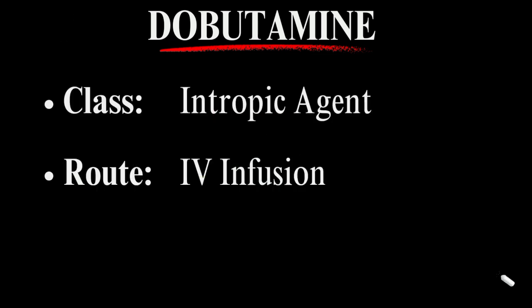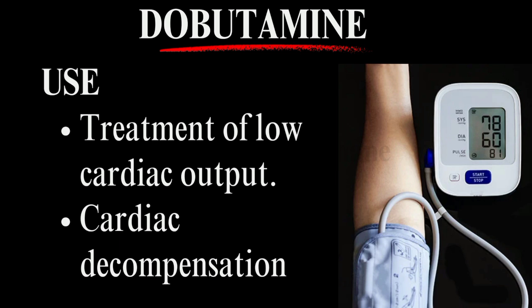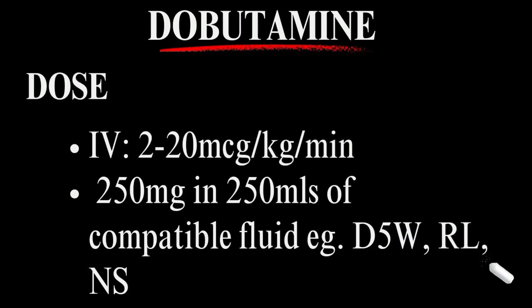Dobutamine. It's an inotrope, and the route of administration is IV infusion. It's used in the treatment of low cardiac output and also cardiac decompensation. The dose is IV 2 to 20 micrograms per kg per minute, and the 250 milligram dose should be diluted in 250 ml of compatible fluid such as 5% dextrose, Ringer's lactate, or normal saline.